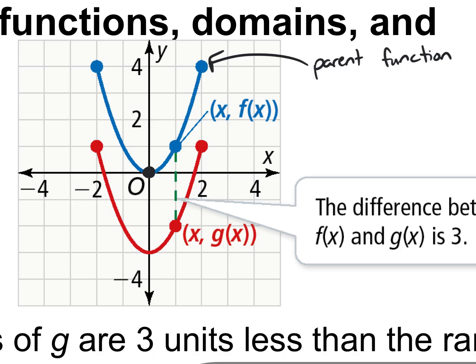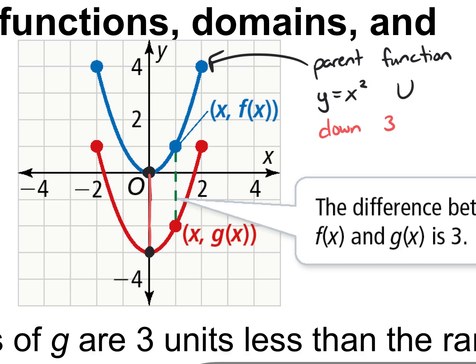And we said the parent function for this was y equals x squared because it has that U shape. How does it move from the blue to the red? What's happening? It's going down 3. Write those in words. It's going down 3. That 0, 0 is moving 1, 2, 3 to our new point here.